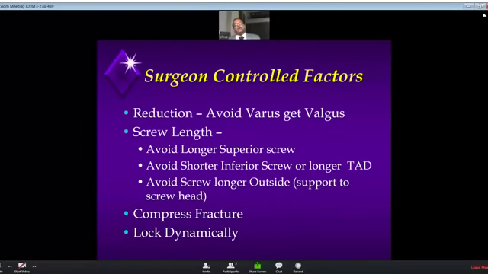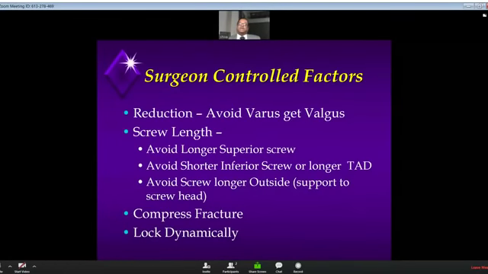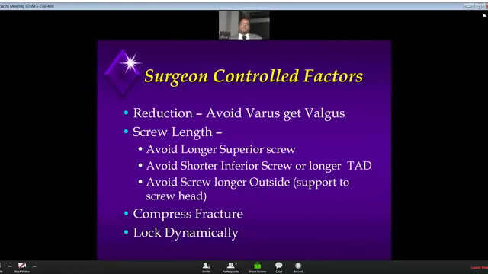Prior to that, I had about a dozen or so in the initial 5-6 years of my practice. And some of the things I have noticed is reduction. One should avoid varus reduction and try to get a valgus reduction in all these cases. As you know, varus is bad for any fracture to heal, whether you are using a surface implant as well as an intramedullary implant. Valgus is good.